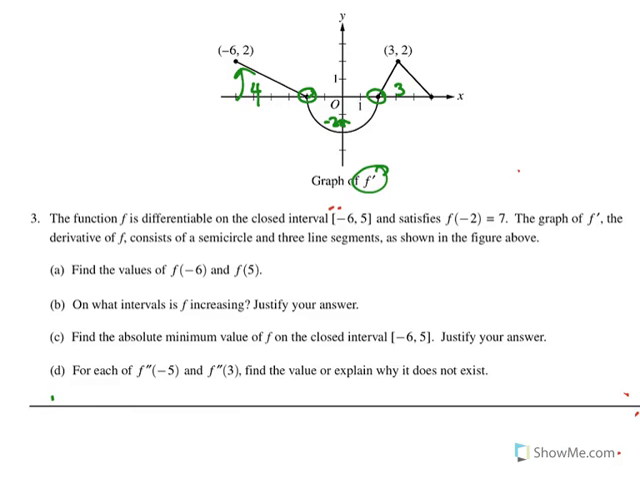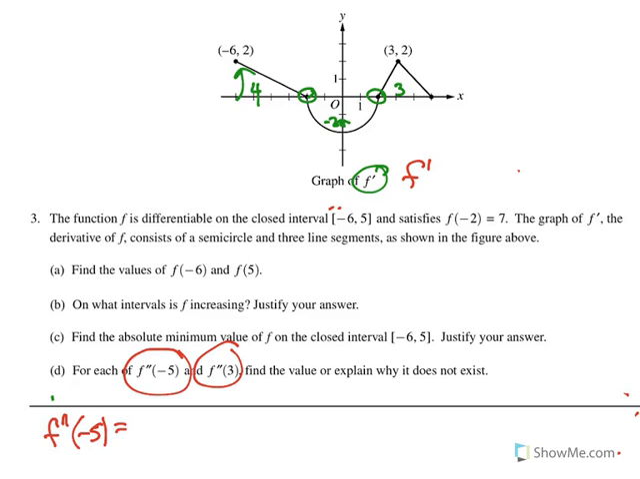So the last part will try to be tricky, but it might not be that tricky. Find f double prime of -5 and f double prime of 3, which means this graph is f prime. So f double prime is the slopes of this graph. So f double prime of -5 is the slope at -5.